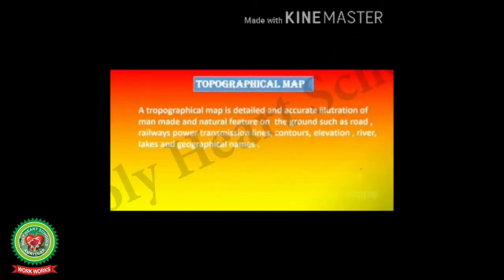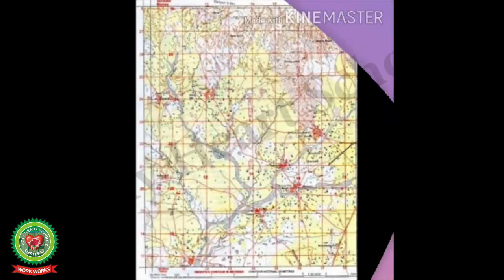In simple words, what is a topographical map? A topographical map is a detailed and accurate illustration of man-made and natural features on the ground, such as roads, railways, power transmission lines, contours, rivers, lakes, and geographical names.